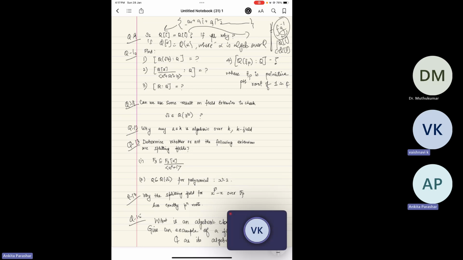Because if alpha is algebraic over Q, we can find a polynomial. I'll write it. Let's say this is the polynomial satisfied by alpha over Q. Then it will be in Q[alpha], this polynomial.